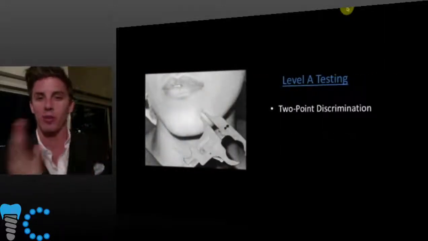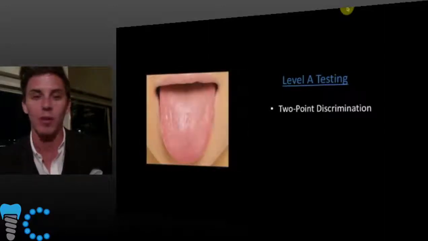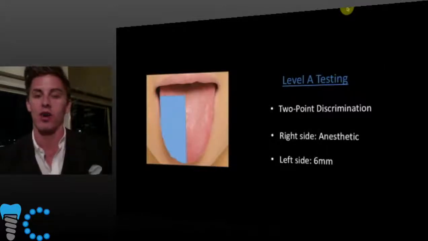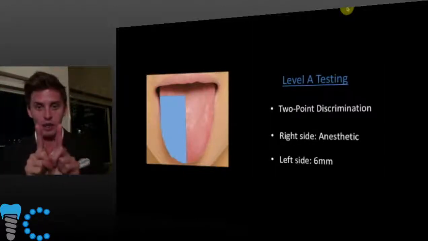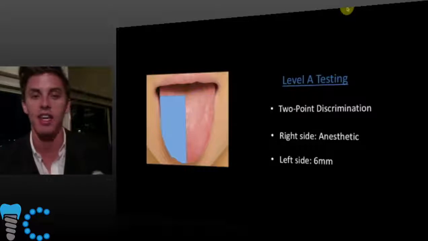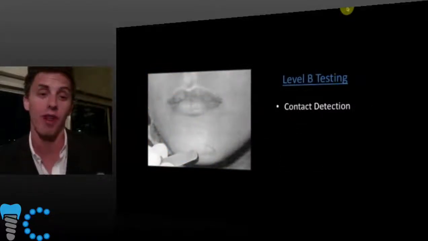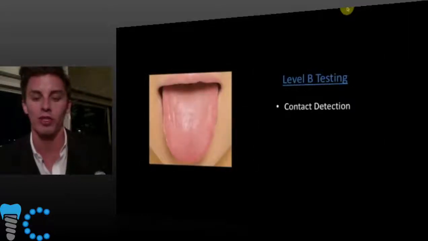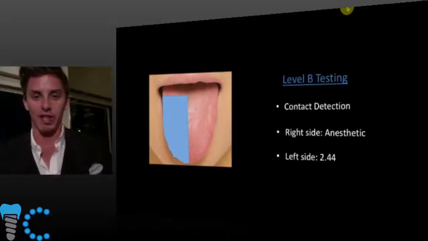So we go through our levels of testing. Our level A testing, which is a 2-point discrimination. Again, we're going to do it on the right hand side. She's completely anesthetized, so it doesn't matter what our point of our calipers are, she's completely anesthetized. And on the left side, she shows normal testing with the calipers being 6 millimeters, and she can still decipher 2-point contact. The level B testing, this is where we use those Von Frey filaments. So for her tongue, not surprised that she's completely anesthetic on the right, and then on the left she's at a 2.44.